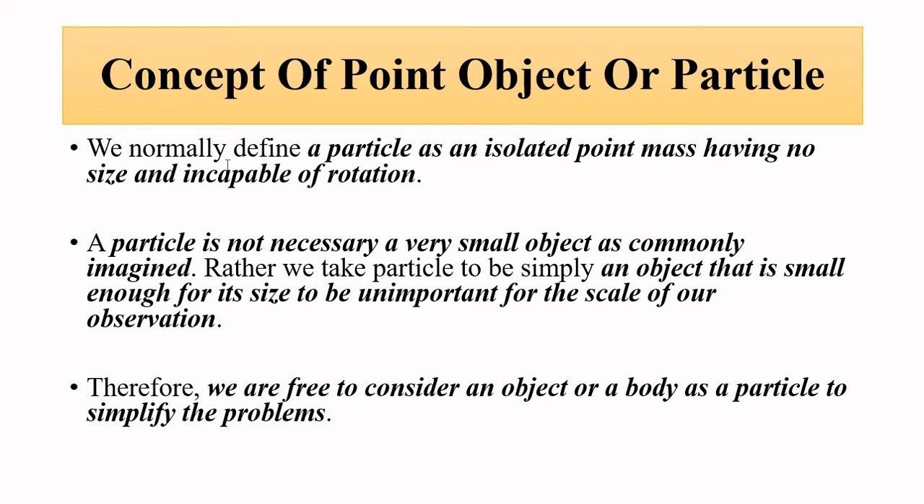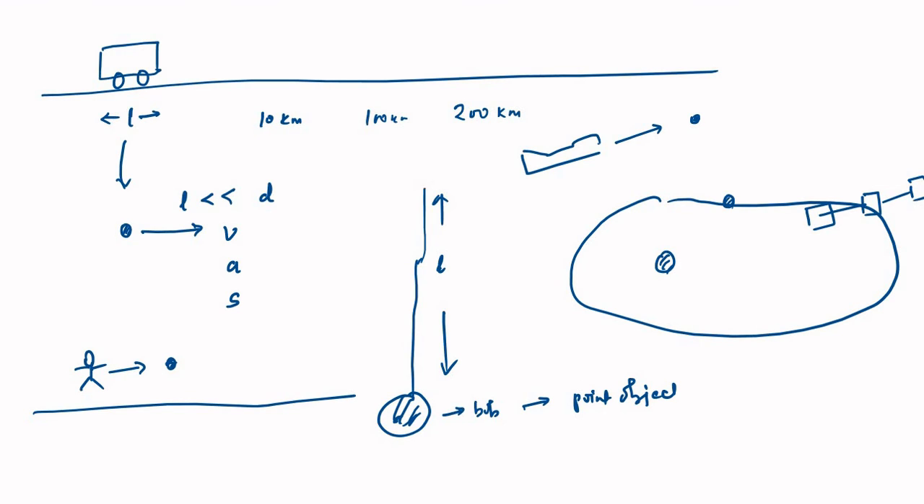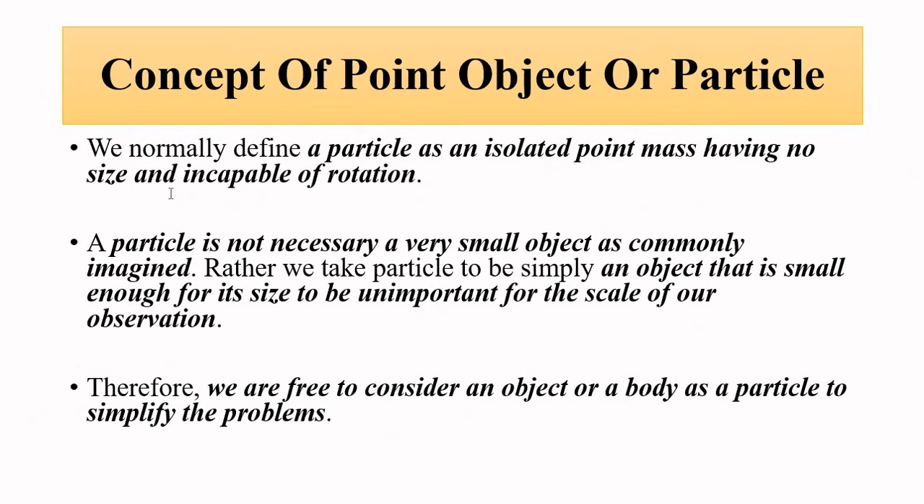The basic definition of a point object or particle is that it is an isolated point mass having no size, which means as compared to what we are measuring, the surroundings, everything taken into play, like I explained here, and it is incapable of rotating about its own axis. So this is the concept of point object or particle.